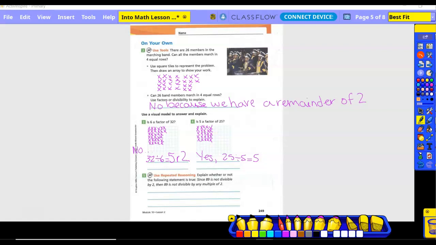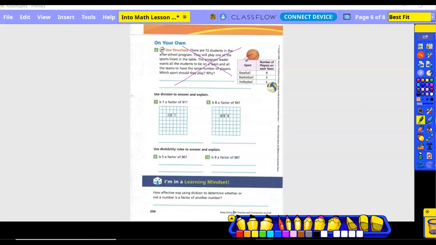Number 5, explain whether or not the following statement is true. Since 89 is not divisible by 2, then 89 is not divisible by any multiple of 2. Okay, so we said yes because any multiple of 2 would be an even number as well. So 89 is always going to be an odd number, so it has to be divisible by an even number if it would work for 2, right? Or any multiple of 2. Okay, so we marked off number 6 just because of time. We're going to do number 7.